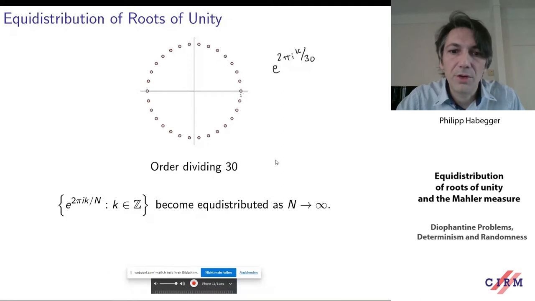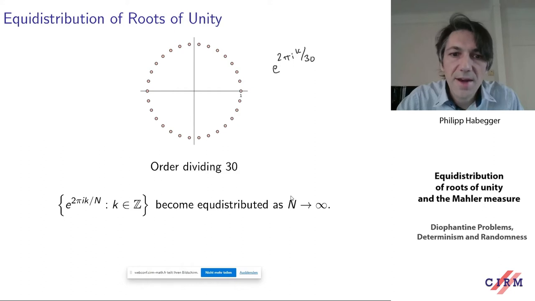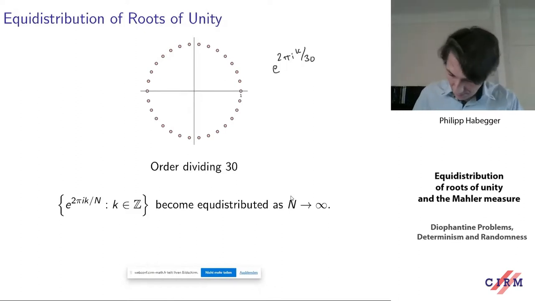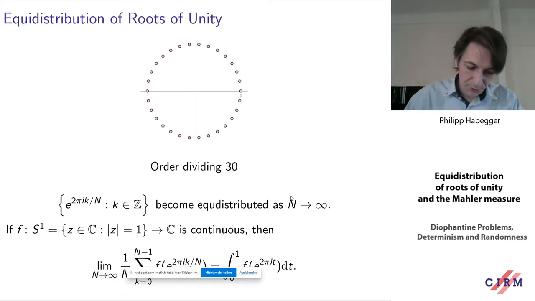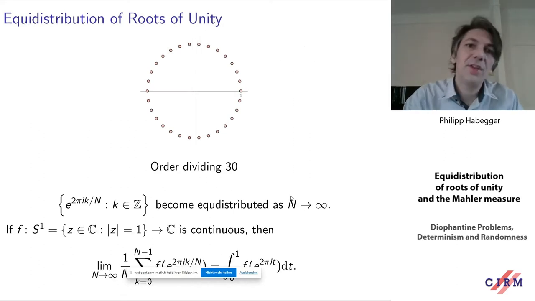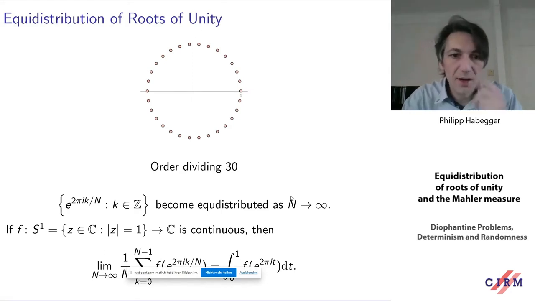And the theorem here is that if you let the order, or the n here, capital N, go to infinity, so if you're looking at all roots of unity of order dividing n, then these points will become equidistributed around the unit circle. So let me recall what that actually means. How can we formulate equidistribution in a precise way? I have the same picture with the 30 dots on top.